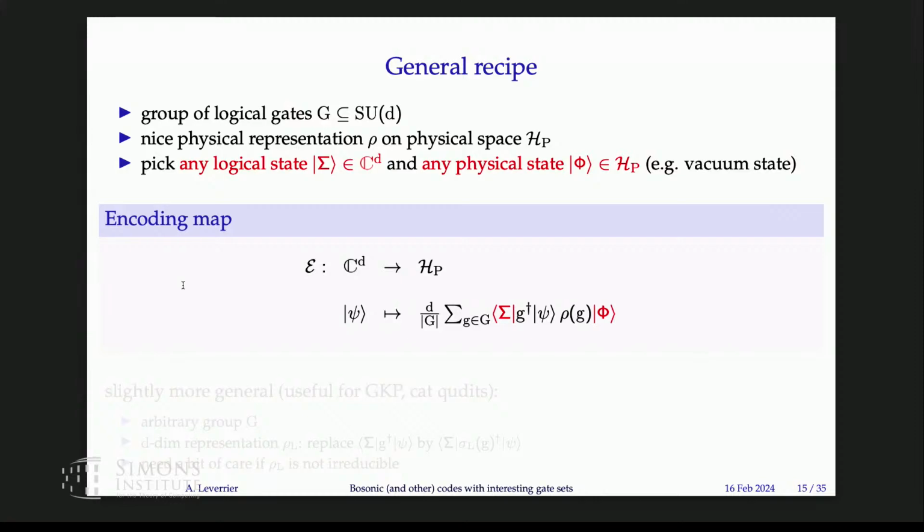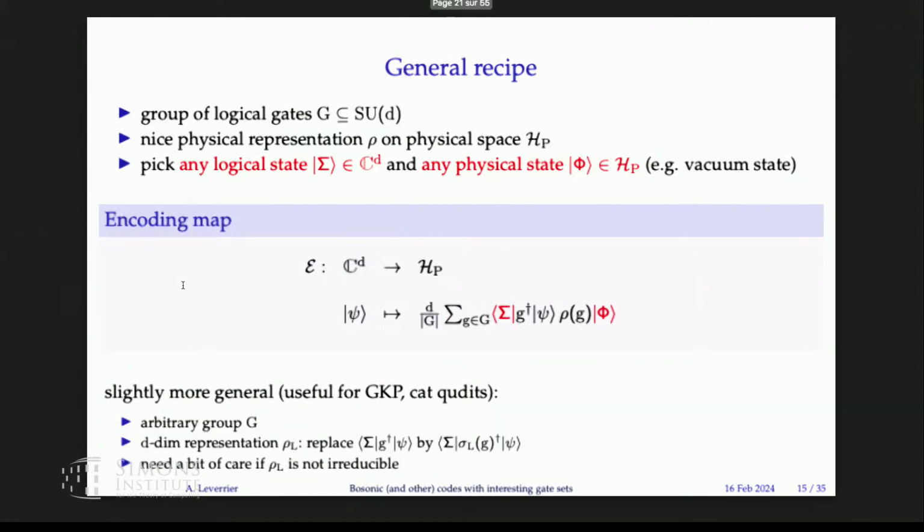And what I claim is that if you do this mapping, this encoding map, it will have the property that I want. So in some cases, you need something a little bit more general. For instance, if you want to recover GKP codes or cat-qubit codes, you may want to consider a group that is not directly a subgroup of SU(d), but a bigger group. And then here, basically, you want to replace this G by the logical representation on SU(d) of that group. And you need a little bit of care if that representation is not irreducible.